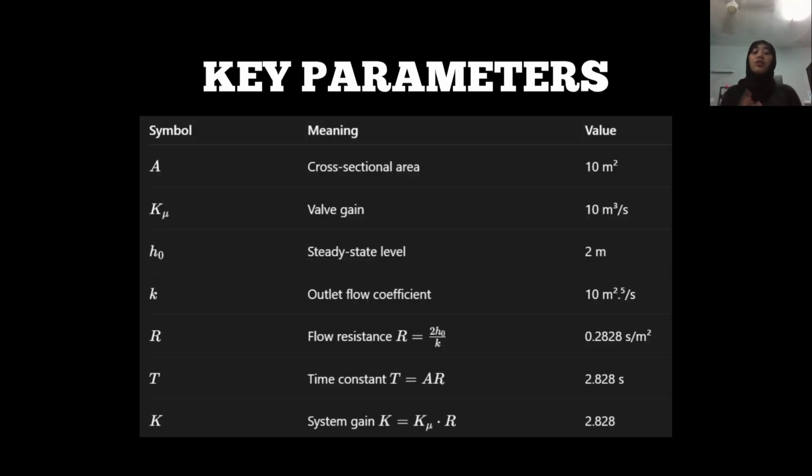The key parameters are cross-sectional area equals 10 square meters, valve gain equals 10, steady state level equals 2 meters, and outlet coefficient equals 10. From this, we calculate flow resistance R equal to 0.2828, and time constant equal to area times flow resistance, equal to 2.828 seconds, and steady state gain K equals 2.828.